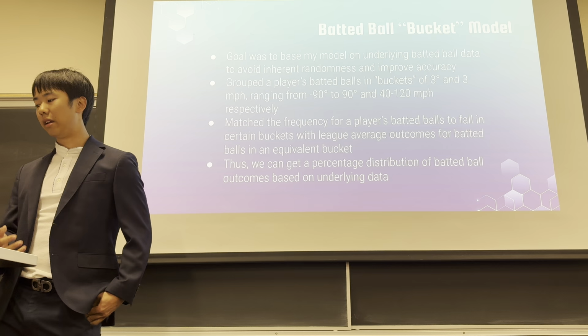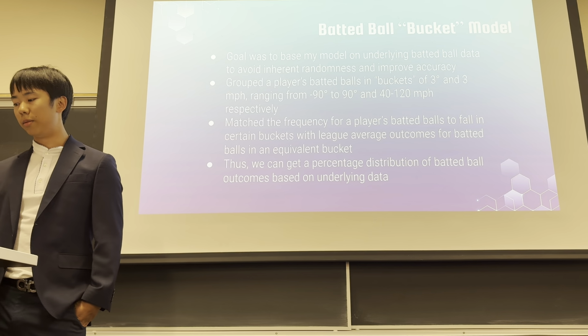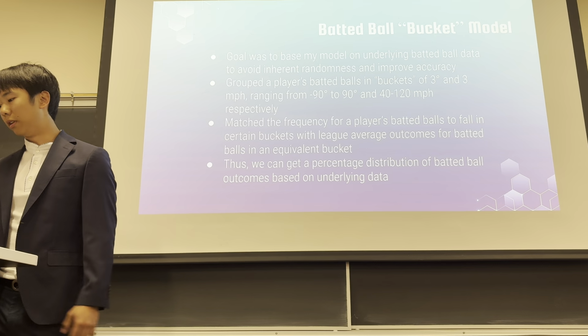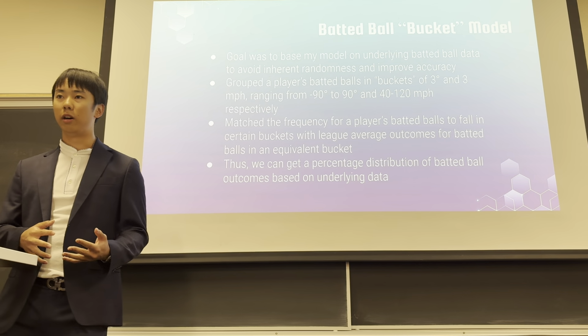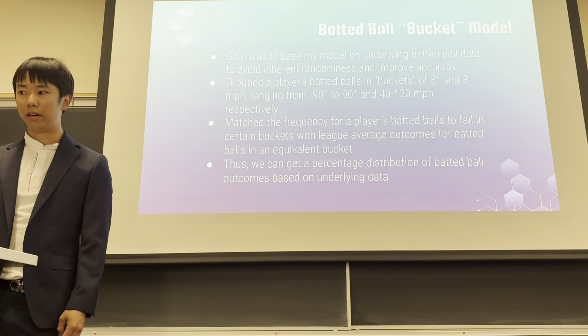For example, a hitter may hit a certain percentage of their balls with an exit velo between 100 and 103 miles an hour and a launch angle of 30 to 33 degrees. That portion of their batted balls would then be assigned league average outcome probabilities for that exit velocity and launch angle bucket. So then if you add up all the buckets, you get a more consistent model for batted ball outcomes that rewards quality contact and is less subject to random luck.